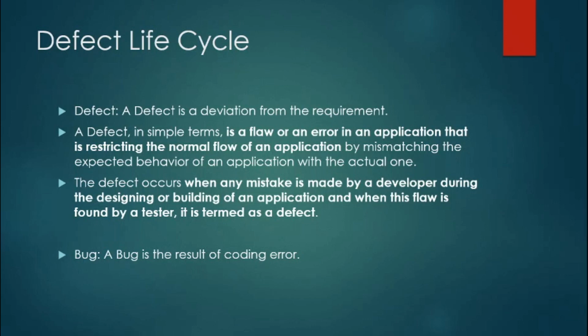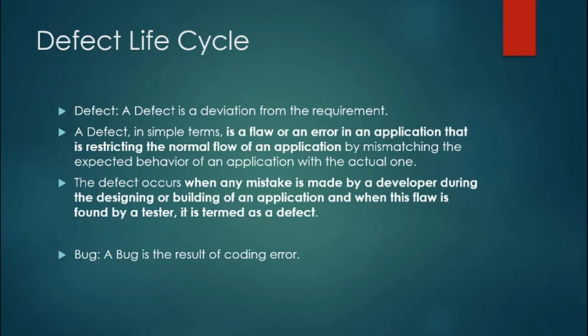Okay, so defect is something that is a deviation from the requirement, and bug is something which is the result of the coding error. So these are two different things, and I have seen many people think that defect and bug are the same thing, but it's not. So from today, after watching this video, you will be very clear about the difference between defect and bug.